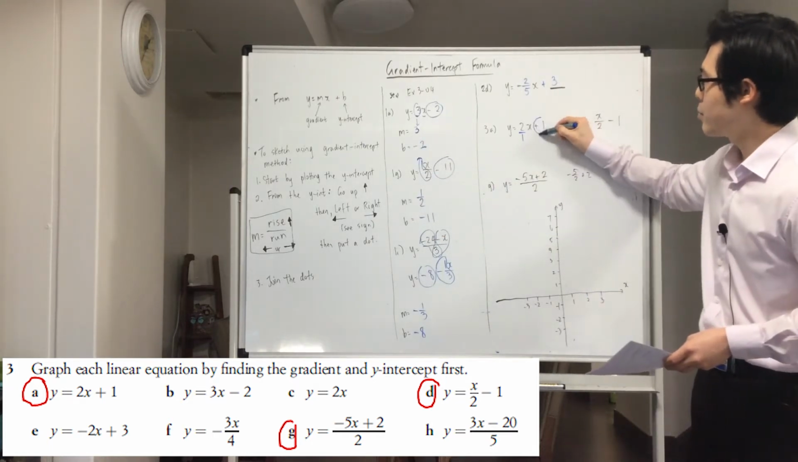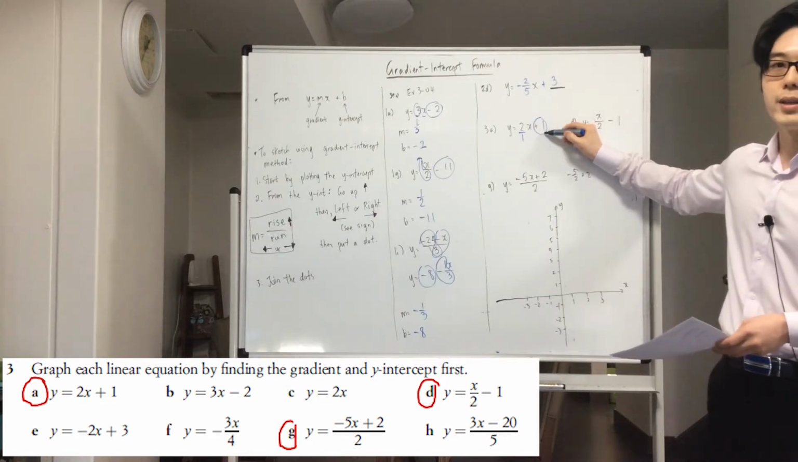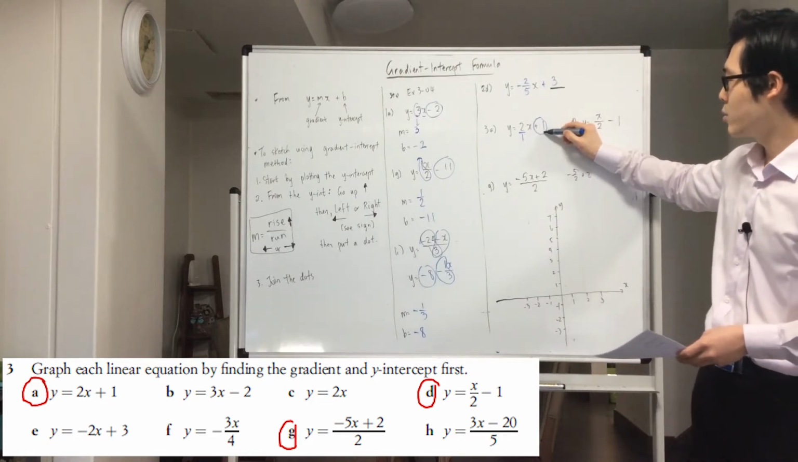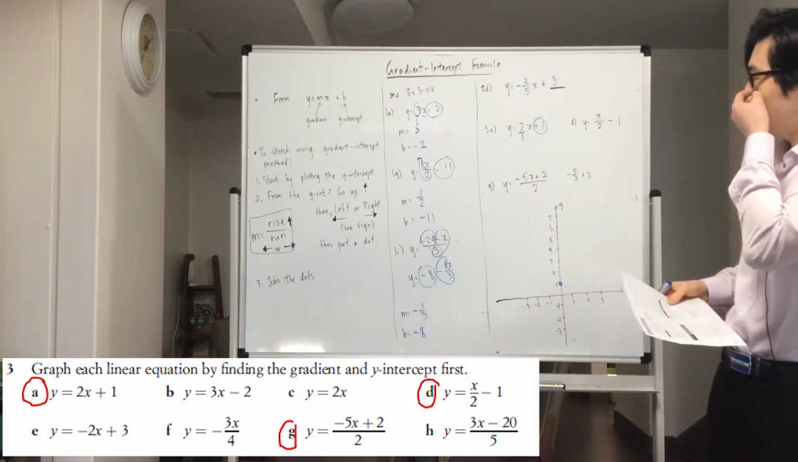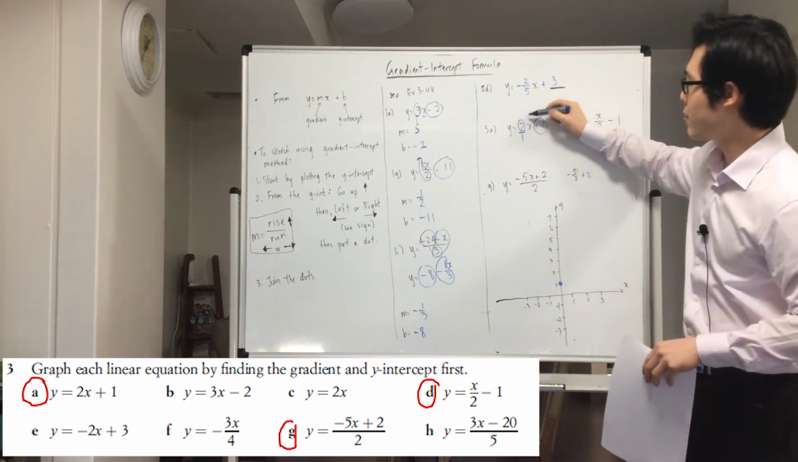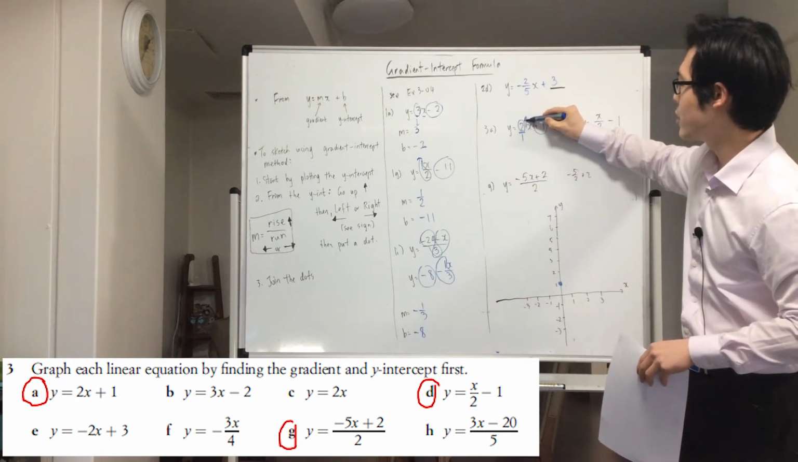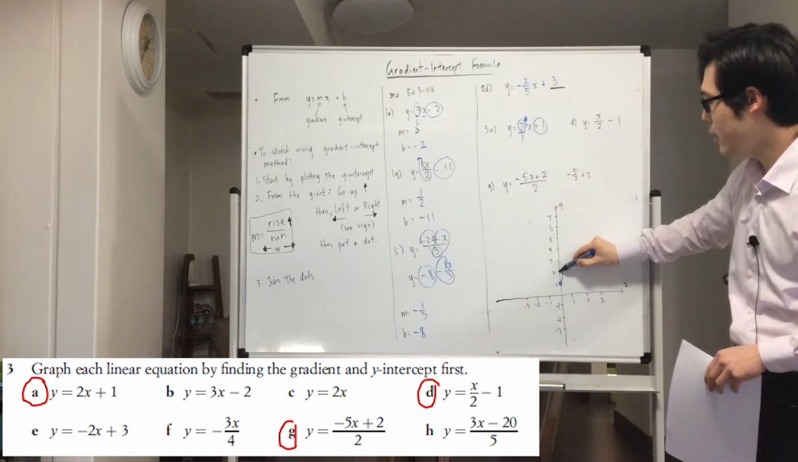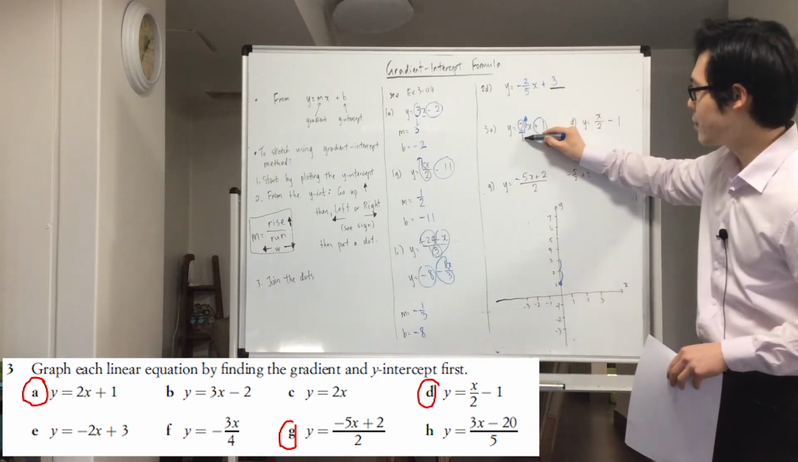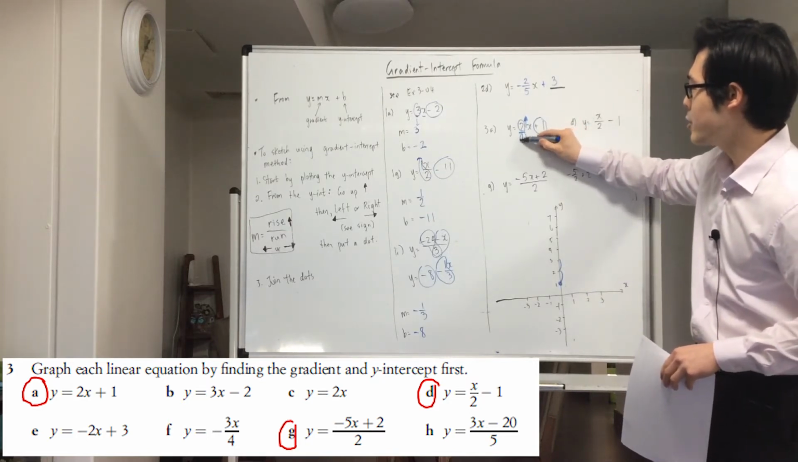You always start by putting a dot at the y-intercept on the graph. So y equals 1. So the y-intercept is here. Put a dot there. And then the number on top of the fraction, that's how many units you have to go up from here. So we have to go 2 units up from here. So that's 1, 2. And then from here, we have to go 1 unit to the right.